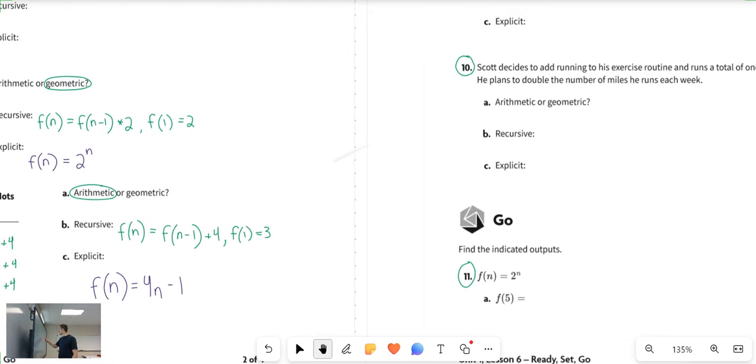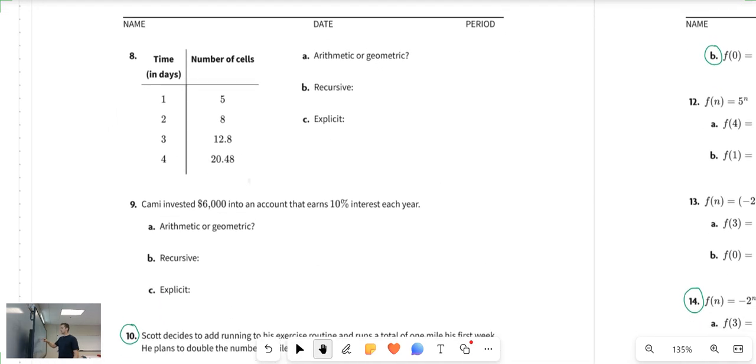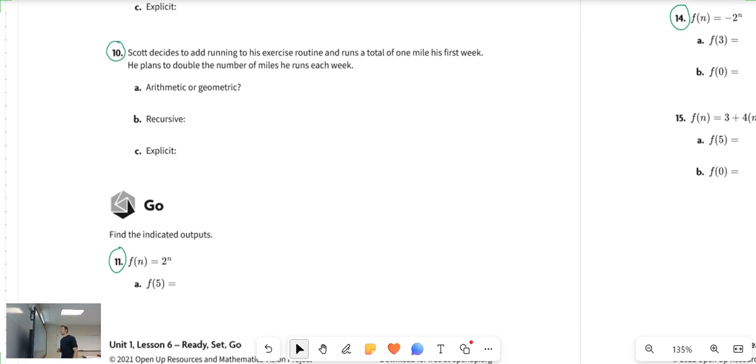On to the next page. Let's see where we go now. All right, so 8 and 9 are more of the same. 10, here we go. Scott decides to add running to his exercise routine and runs a total of 1 mile in his first week. All right, so Scott is going to start running. He plans to double the number of miles he runs each week. That jumps out to me.